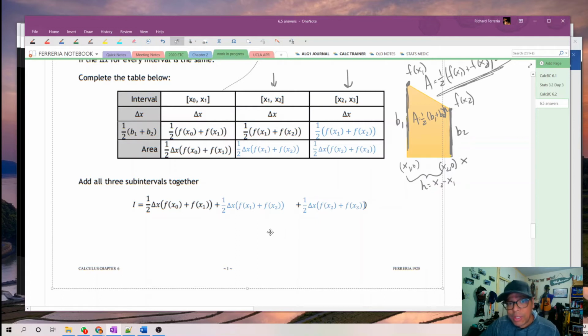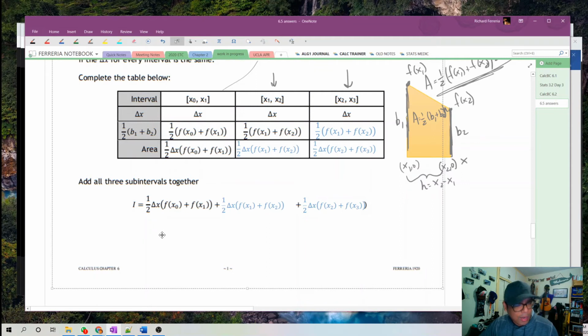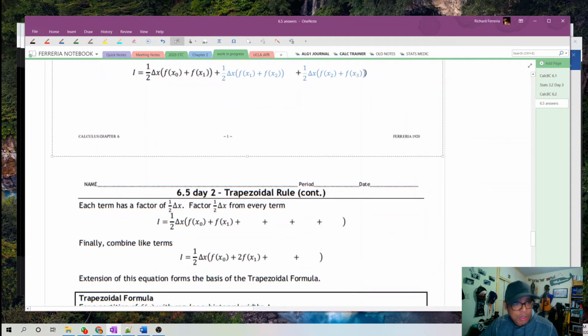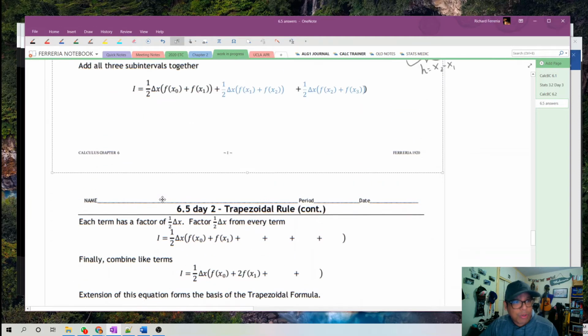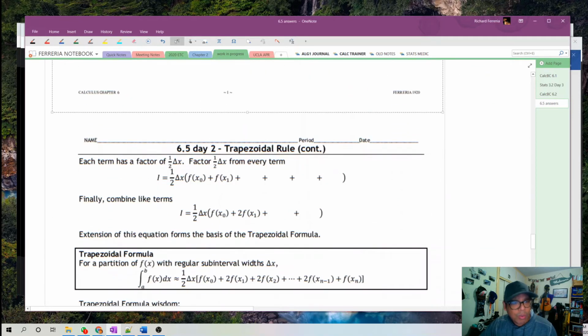If each of these delta x's were the same, that means we can factor them out. We could also factor out the 1/2, but that should be kind of given here. So if we factor out that delta x and the 1/2, we're just going to put all of these terms together in the same sum: f of x0, f of x1, another f of x1, another f of x2, another f of x2, and then an f of x3. So that's what we're going to write here, where I is an estimate of that integral. We're just going to add all of those that we just previously stated.